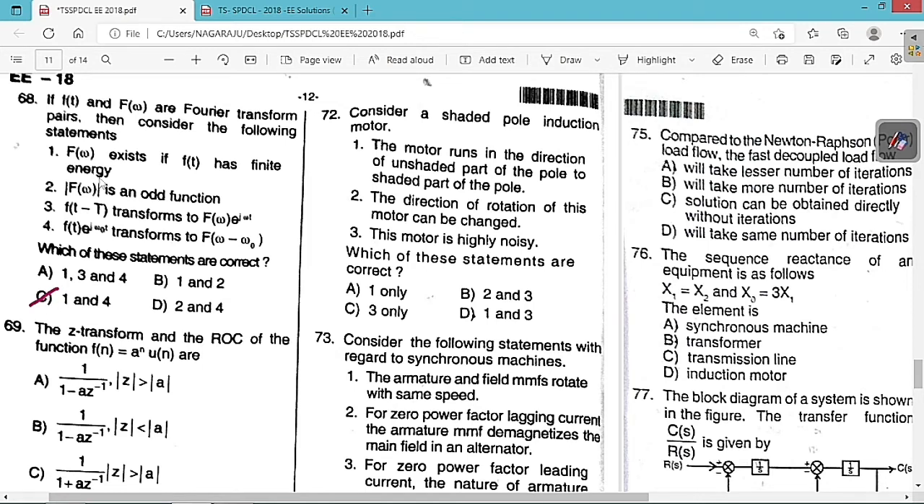Let me discuss something. Always see, F of omega is going to exist if f of t has a finite energy. Yes, it is always true. Whenever f of t has a finite energy, then only F of omega is going to exist.